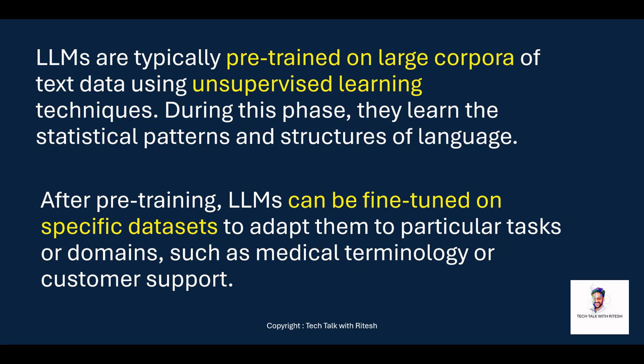What we need to do is train the model with a specific dataset. We need to feed those documents to our models. Only then will it be trained. Then it will know what keywords we can use in the prompt, etc. So after pre-training of LLMs, they can be fine-tuned on a specific dataset to adapt them to particular tasks or domains.